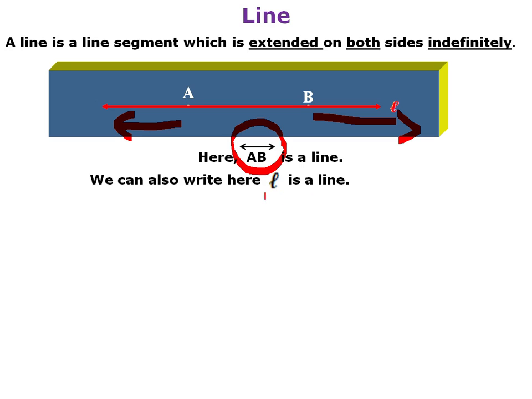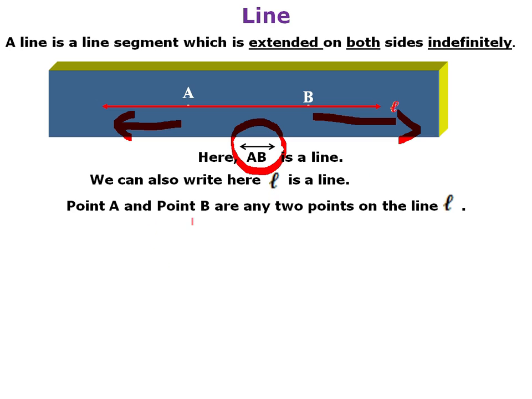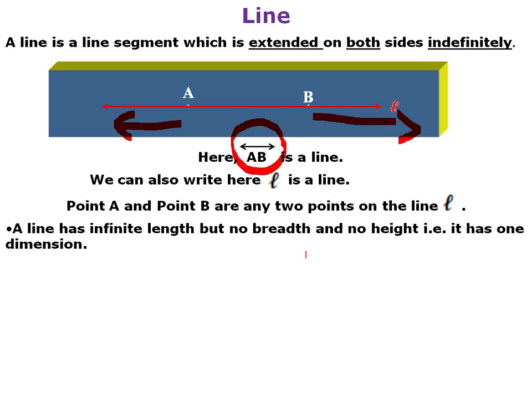And it can also be represented by small letters like l. Okay? Point A and point B are any 2 points on the line l. These are not the ending points. They are any 2 points on the line l. A line has infinite length because you will not get the end points, but no breadth. What is the breadth of a line? 0. And no height. What is the height of a line? 0. So that means it is also a one-dimensional figure.